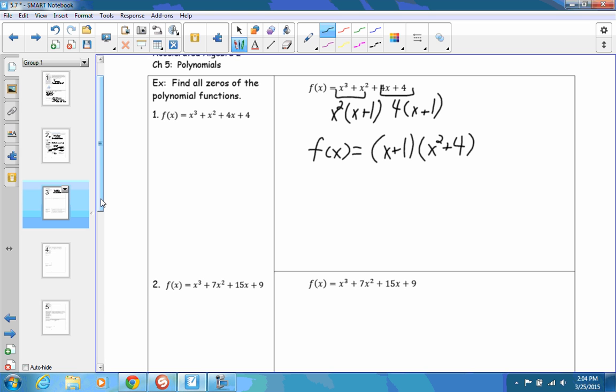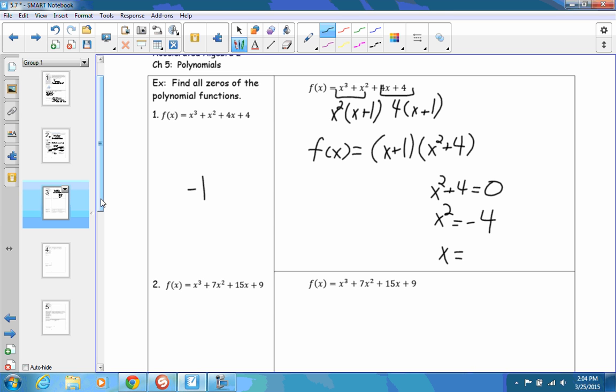So what's weird about this is how many solutions should I have? 3. So I know that one of my zeros is what? Negative 1. So then let's solve for this. X squared plus 4 equals 0. X squared equals negative 4.